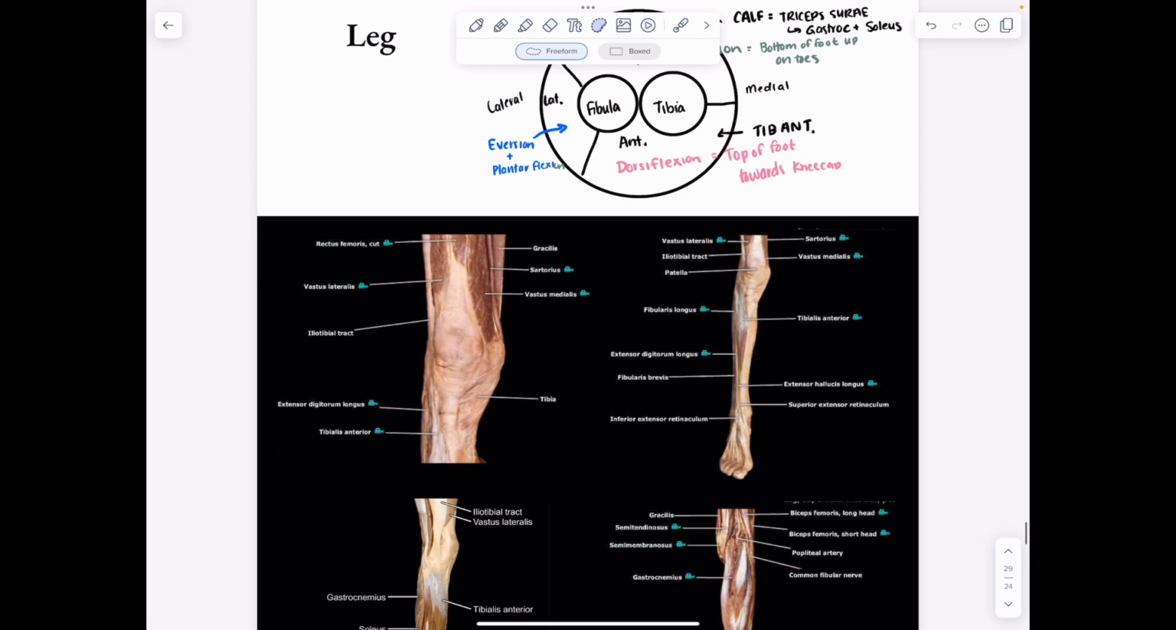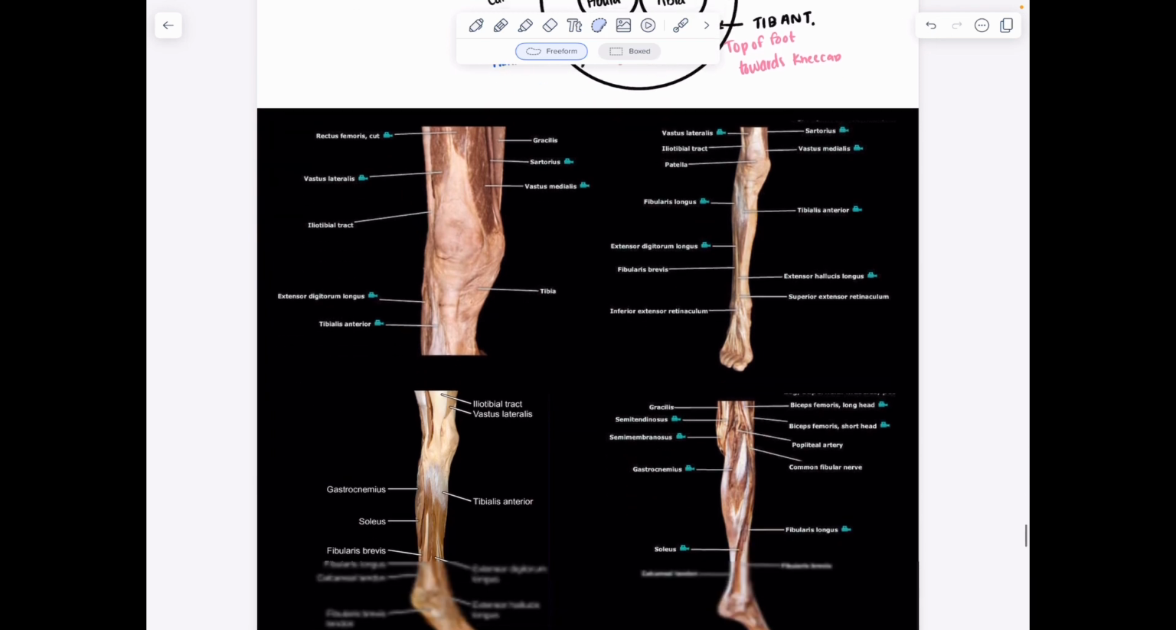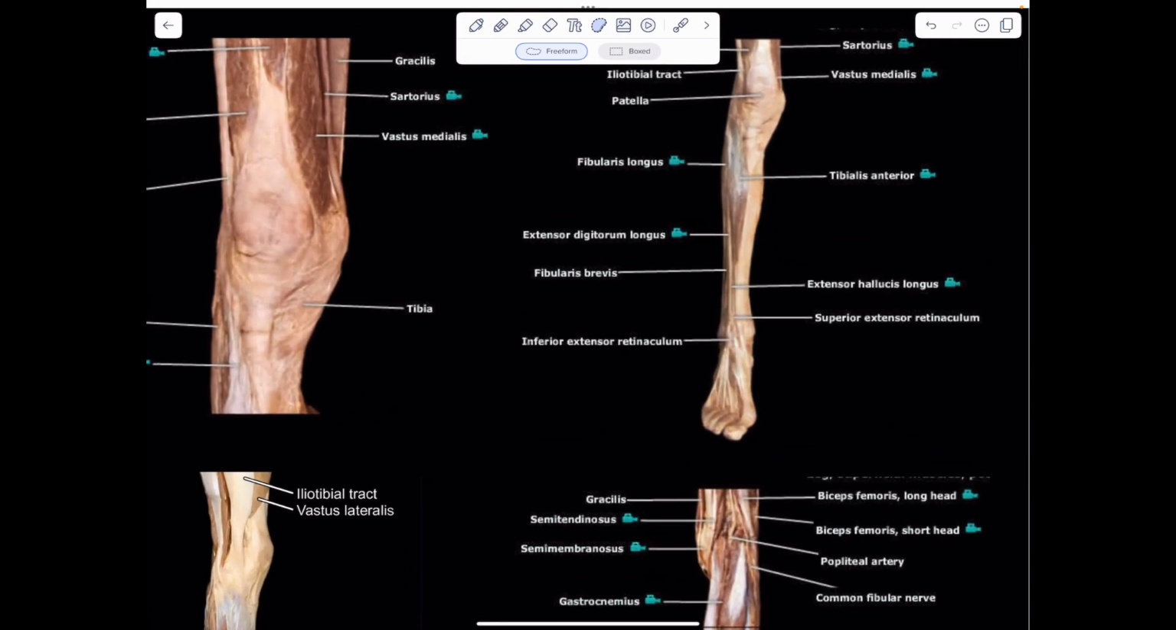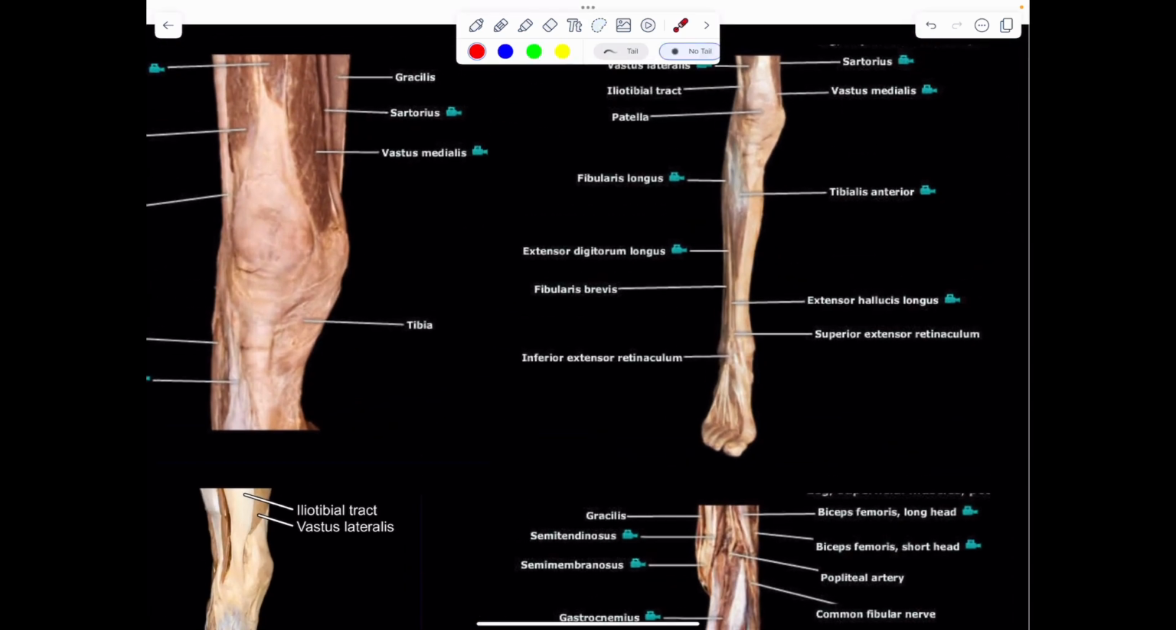So I'll show you more when we get to my other notes. But when we look here, here's the front of the knee. Here we see the tibialis anterior. So that's going to be our big dorsiflexor.